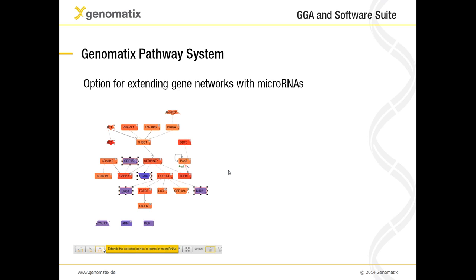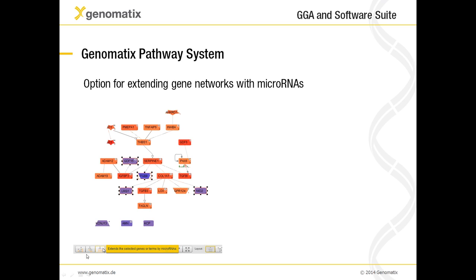Another addition is an option for extending your gene networks with microRNAs. You already had some other options for extending your networks with other co-cited genes, or specifically with co-cited transcription factors, or with potential downstream targets of transcription factor genes, but microRNAs were not in the list yet. Now with a new update, you can also add microRNAs.